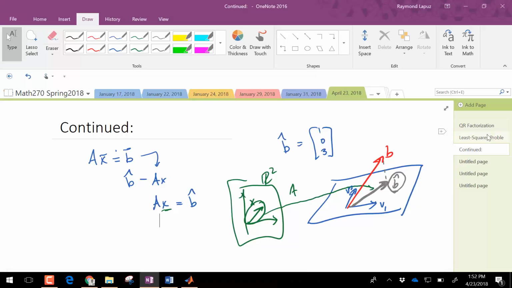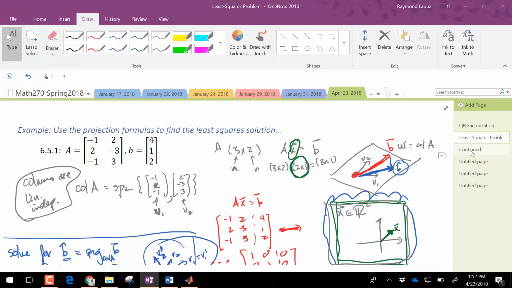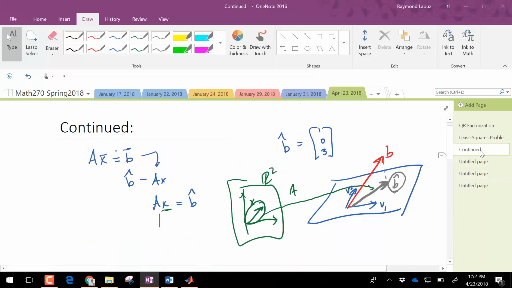So yeah. So -1. So -1. What is it? 2, -1, and then x1, x2.